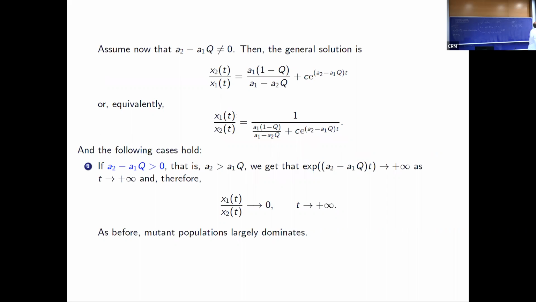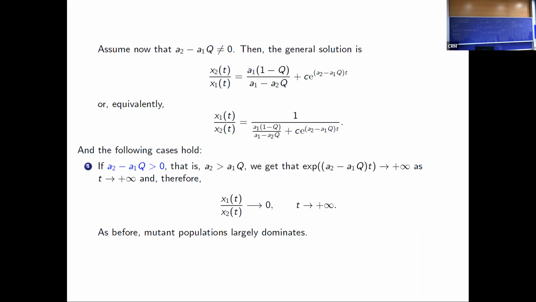Second case, A2 minus A1Q positive. And you do the same. In that case, the constant in the exponent just goes to infinity because this is positive. And then since we are interested in X1 divided by X2, observe, I think this is not allowed and Jordi will be very angry with me. This term goes to infinity. This is a constant. And then when T goes to infinity, this goes to zero again. So in this case, again, mutants dominate.